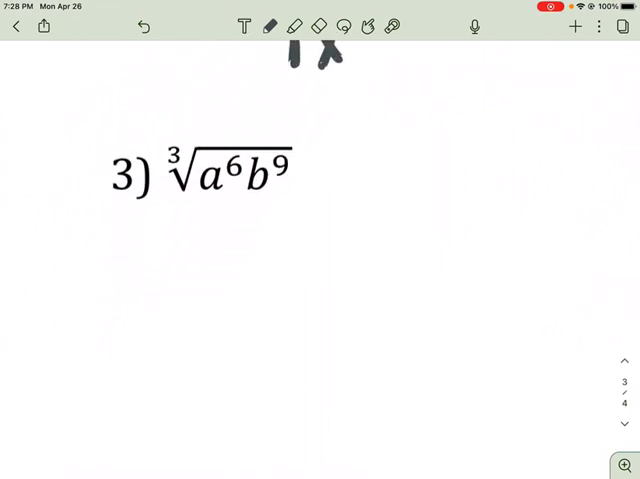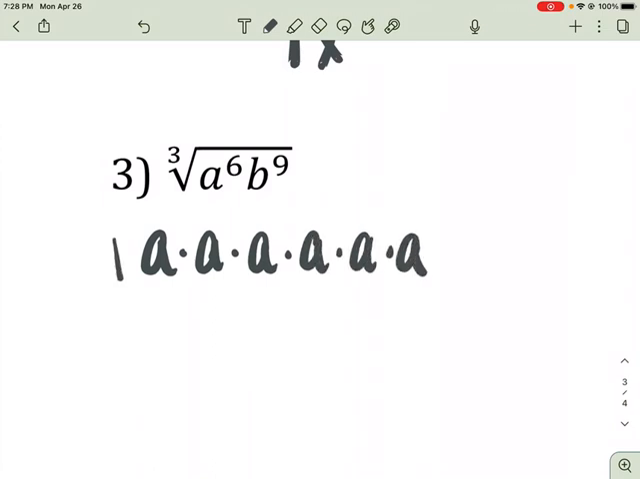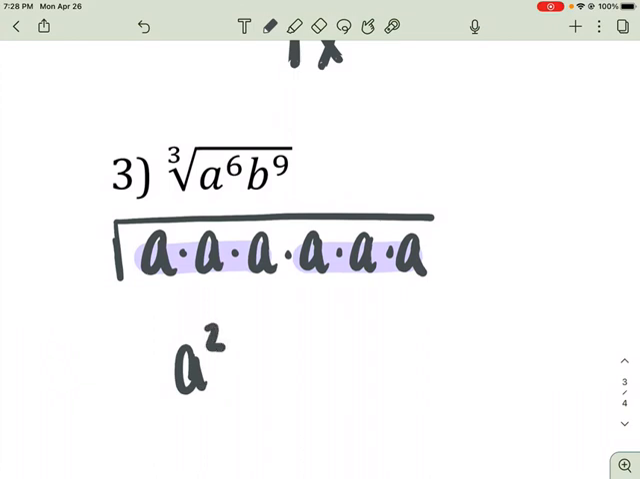Okay, so cube roots. I want to know how many times something times itself 3 times gives us a to the 6th. So here's 6 a's. I'm just looking at the a's. So I want to have what times itself 3 times. That means I need a group of 3, and here's another group of 3. So the cube root of a to the 6th is a squared.